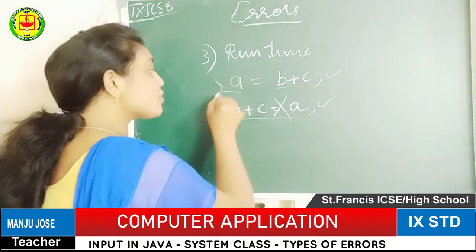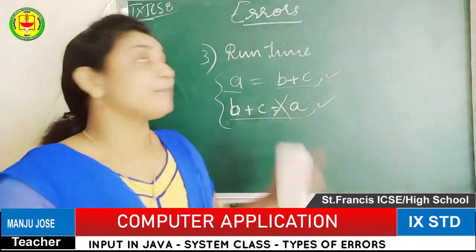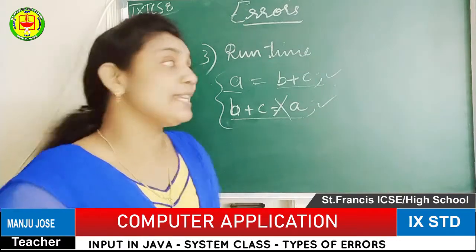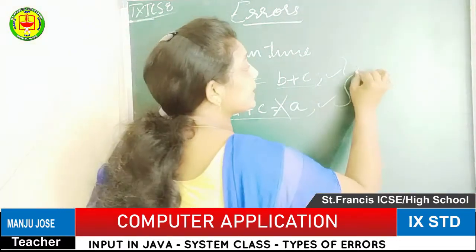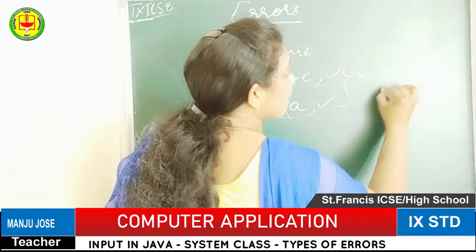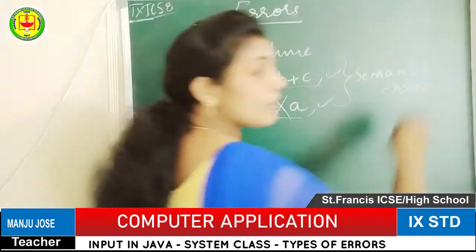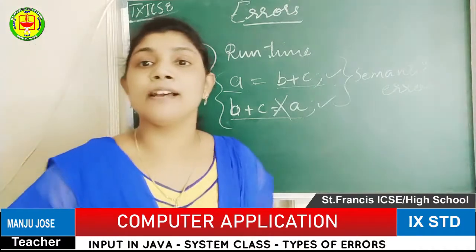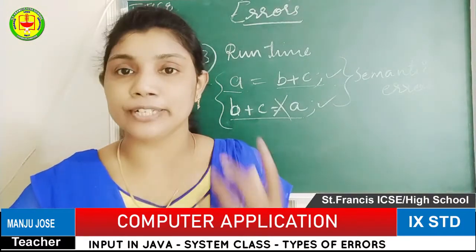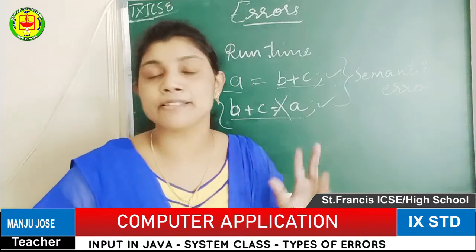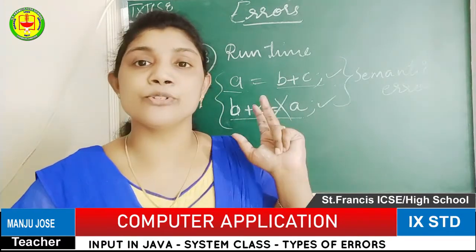So this is also a type of runtime error. This kind of runtime error is called a semantic error. So these are the major three types of errors we can see while writing a Java program. The first one is syntax error, logical error, and also the runtime error.